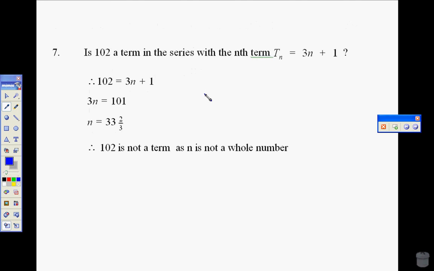This time question 7: is 102 a term in the series with the nth term 3n plus 1? If 102 is going to be a term in the series, we should be able to find a value for n that is a whole number. That's the key. We say that 102 would be equal to 3n plus 1, but in this case 3n will equal 101, or n is equal to 33 and 2/3. Again, n has to be a whole number. 102 can't be a term because n comes out as 33 and 2/3.